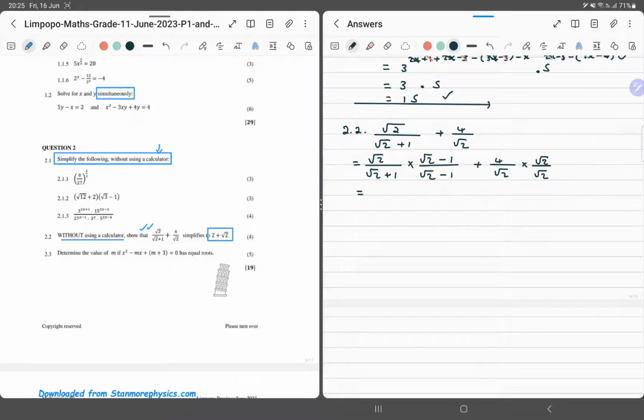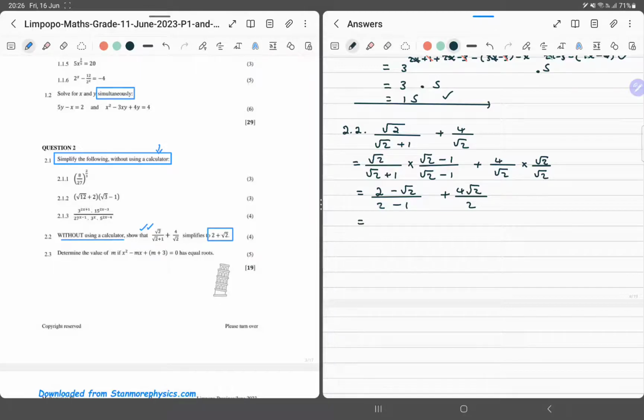Let's move on. So basically this is going to be root 2 times root 2 is basically just 2 minus a root 2. Okay, because root 2 times 1 is that. Then now what happens on the denominator? These ones is just going to be 2 minus 1. Okay, plus here we're going to have 4 root 2 over, now this becomes 2.